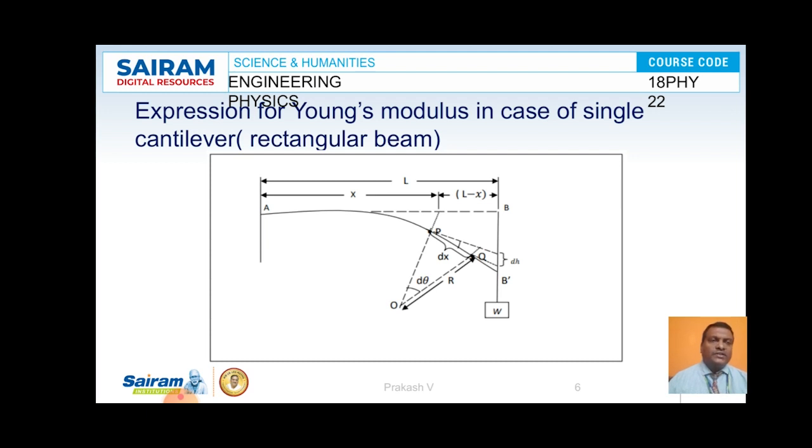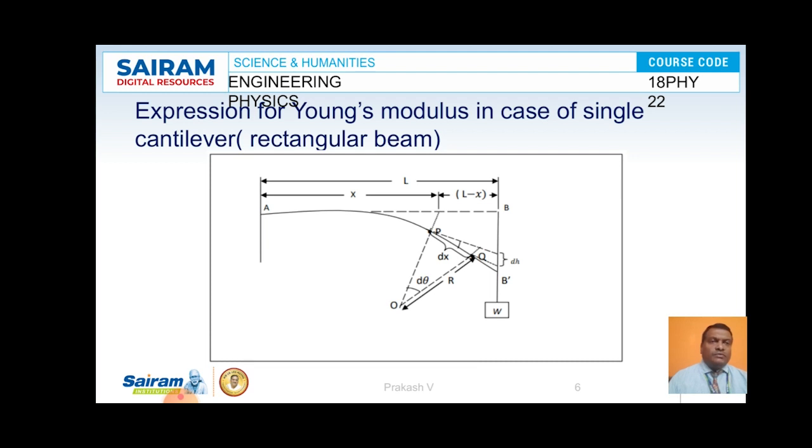Let us consider a small filament on the cantilever, that is PQ. The distance between P and Q is dx, and the distance between P and Q with respect to height is dh. The arc PQ makes an angle d theta at the common center O, which is at a distance capital R, as shown in the picture. So the length of the arc PQ, which is equal to dx, is equal to R into d theta.